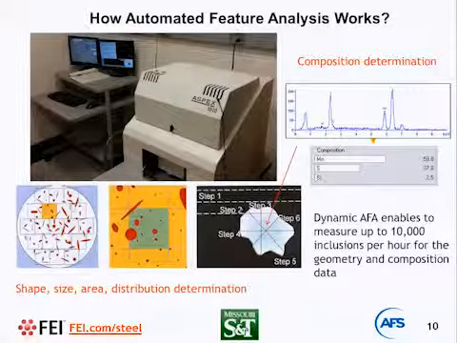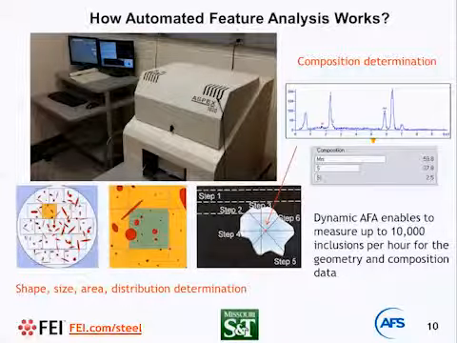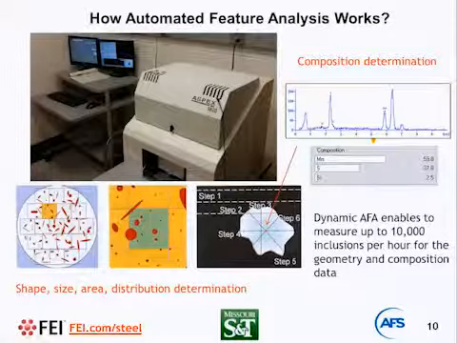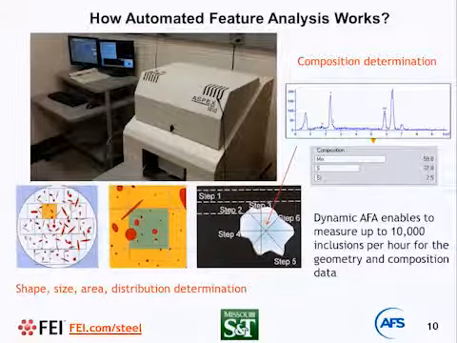So what it measures is, as you can see, it measures the shape of the inclusion. It measures the size of the inclusion. It also calculates the area of the inclusion and the physical position of this location on that sample. And more importantly, it tells the chemical information based on the EDS signal.